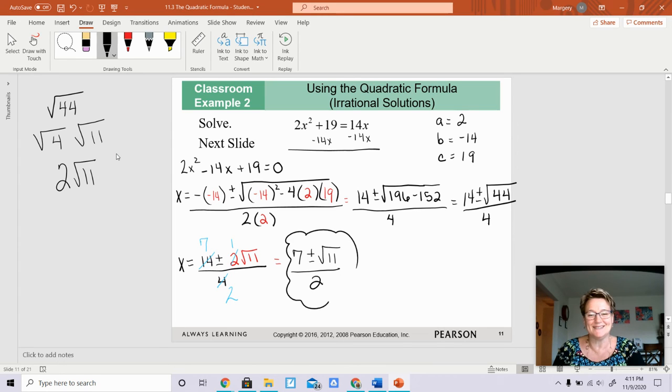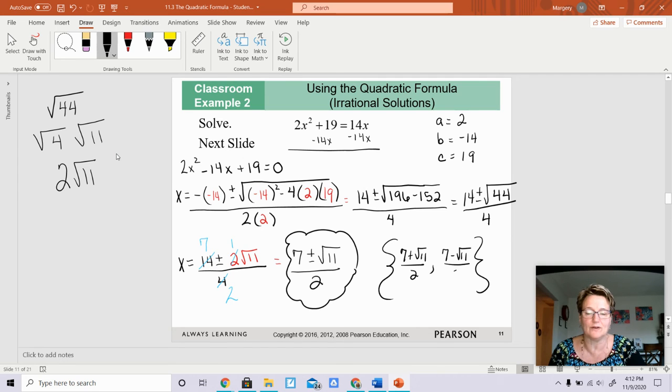And that's your answer. Now remember, you guys, just in case on your homework, your answer could be 7 plus the square root of 11 over 2, or it could be 7 minus the square root of 11 over 2. Just so that you're aware of, they're both the same answer. All right, let's move to the next one.